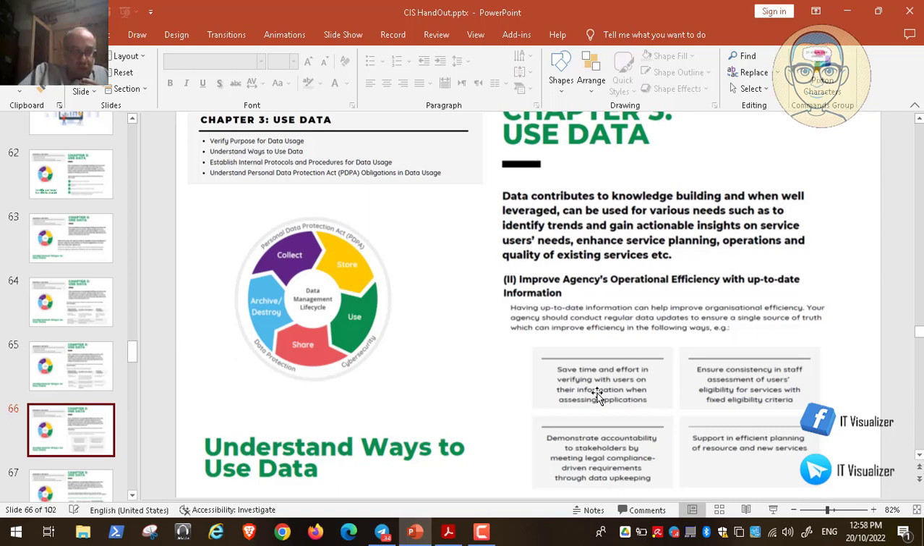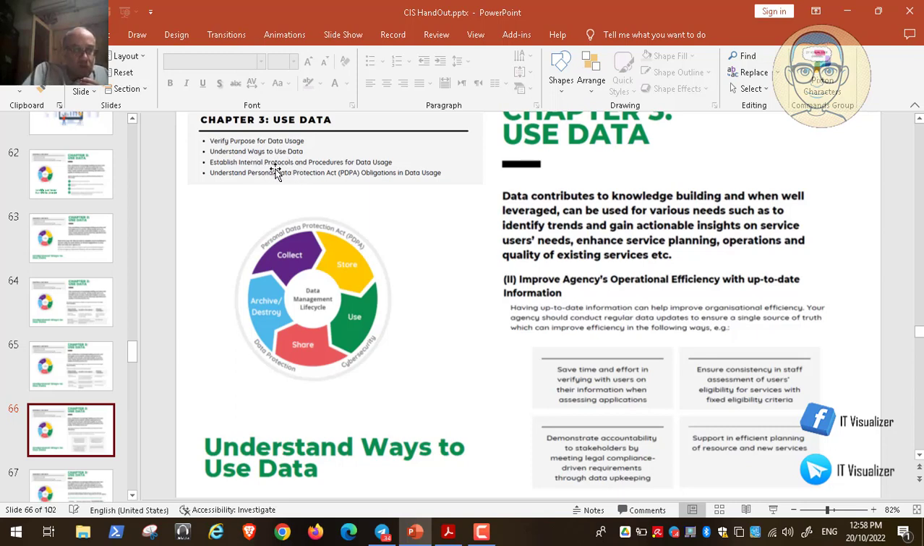Okay, so again, by using the data, we need to verify the purpose for using the data. This is the first thing, and it is generally used to get actions about the business, or to get reports about the business, and to enhance the service of the business. So verify purpose for data usage. We have discussed this. Understand ways to use the data. We have discussed they can use the data in two ways: analyze the data, and there are a lot of ways to analyze the data, and use the data to improve the agency operational efficiency.